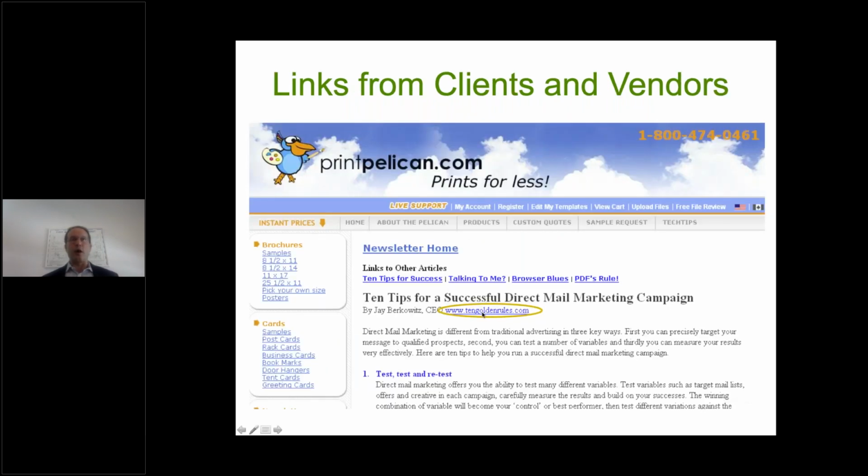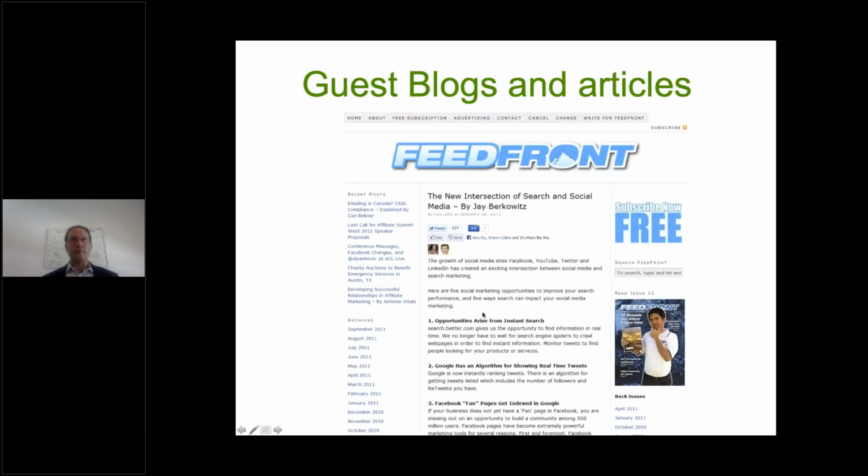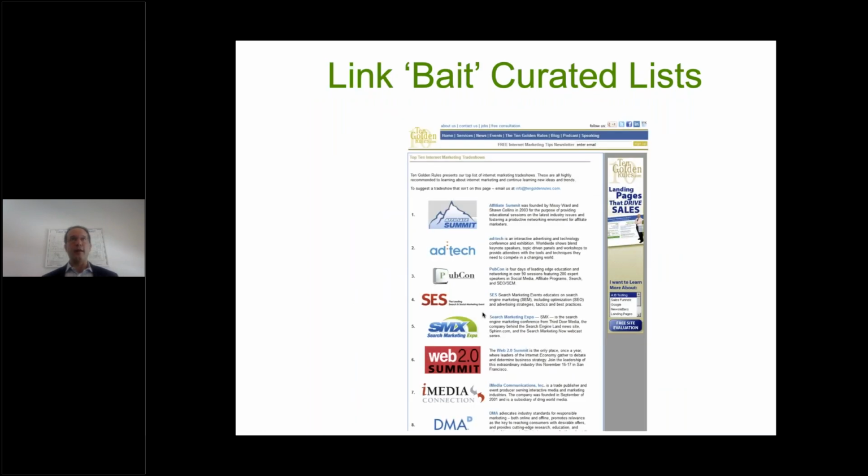Here's a link. We wrote an article for one of our clients' websites, and we got a link to 10 golden rules. I wrote an article for an industry publication, and we got a link. Here's another strategy we call link bait. Essentially, we created a list of the top 10 internet marketing trade shows, and we linked out to all these trade shows, and then we told the trade shows, hey, you're on the list of the top 10 internet marketing trade shows. And I know for a fact we got a link from Affiliate Summit and some of these other trade shows.